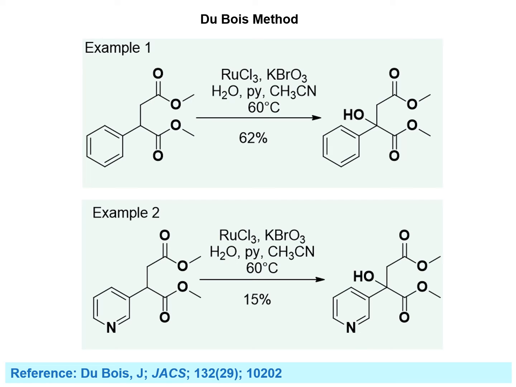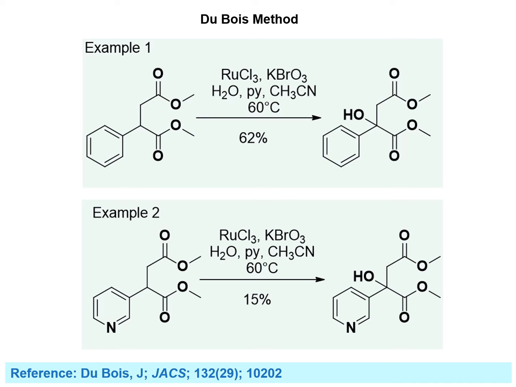Bois was able to optimize these conditions to generate ruthenium tetroxide in situ in catalytic amounts from ruthenium trichloride, KBrO3, water, pyridine, acetonitrile at 60 degrees. Acetonitrile, when he screened, was the optimal solvent, and KBrO3 was the optimal oxidant. He did find that by adding 10 mol% of pyridine, the yield was significantly increased. We know that with osmium tetroxide oxidations, pyridine assists in increasing the yield.